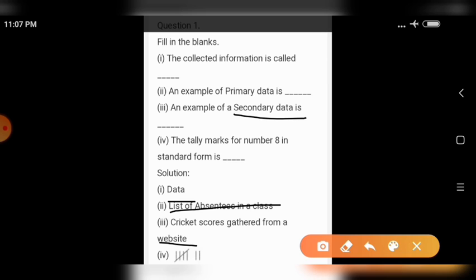How to put a tally mark? 1, 2, 3, 4. After that, from the last one at the top and the first one at the bottom, we strike out. This is 5. And then 6, 7, 8. This is the answer for 8.